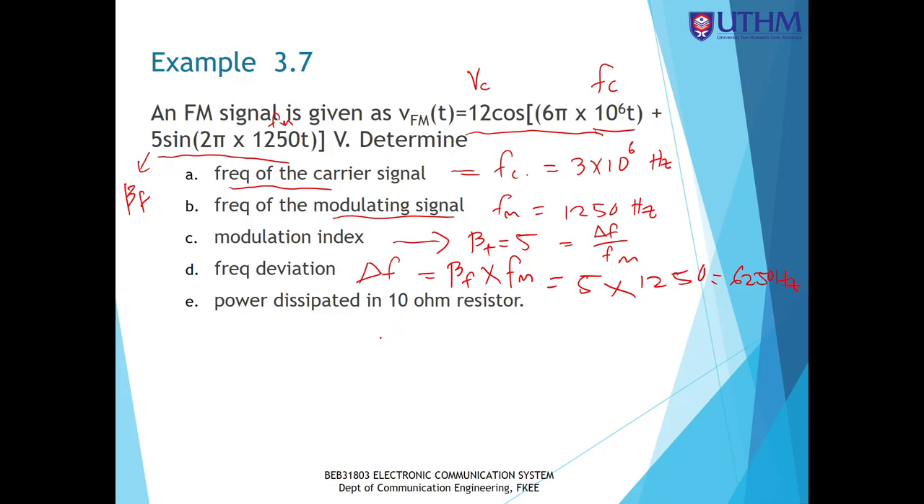Doktor, I want to ask about the FC. The 6 pi times 10 to the power of 6, do we divide by 2 pi? This is 6 pi times 10 to the power of 6, so you need to divide by 2 pi. Actually, this one is 2 pi FC. Okay, so you need to divide by 2 pi. This is what gives the 3, right? Yeah, alright, so that's why I get 3. Remember this is a 2 pi FCT.